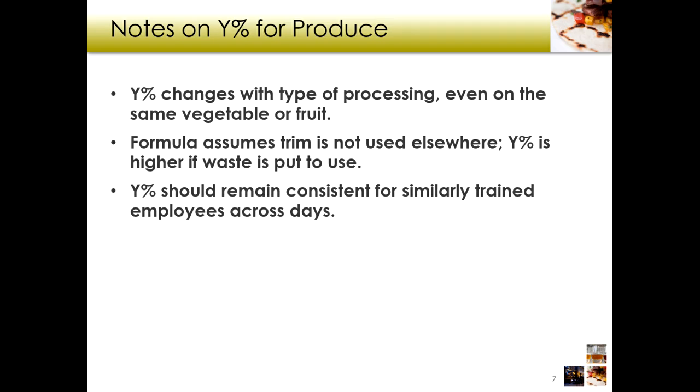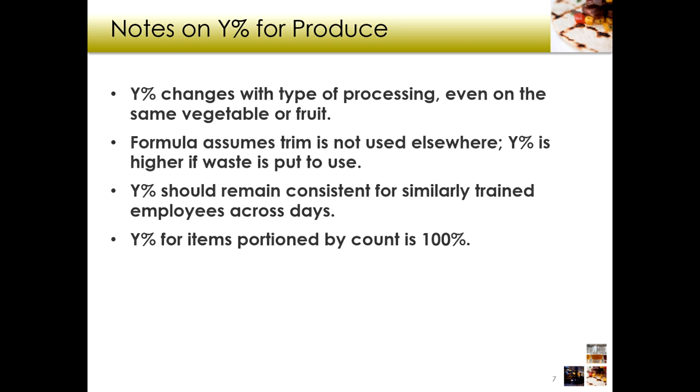So our yield percentage should remain consistent for similarly trained employees across the days. If you have some employee that's really good at turning carrots, they're probably going to have a better yield percentage than an apprentice just starting out. But your yield percentage should be based on the similar level that everybody else would have, right?